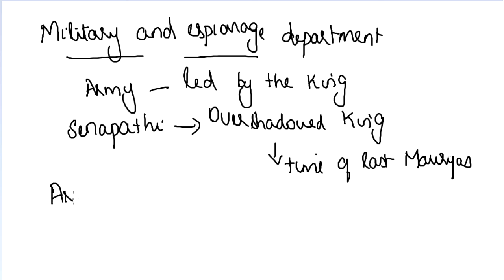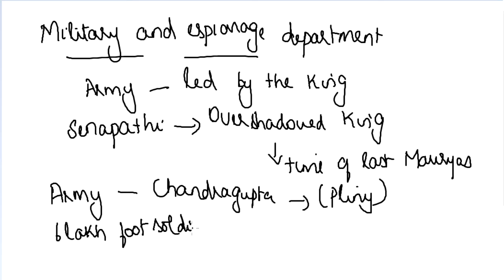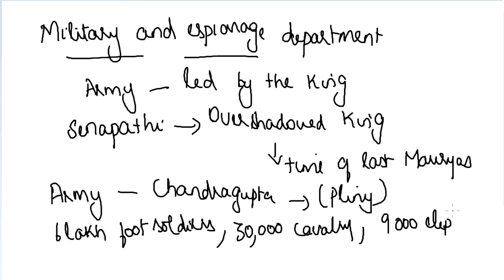Now if we see the army of Chandragupta Maurya, according to Pliny, the army of Chandragupta included 6 lakh foot soldiers, 30,000 cavalry and 9,000 elephants, besides the chariots. So this was how Pliny described the army of Chandragupta.